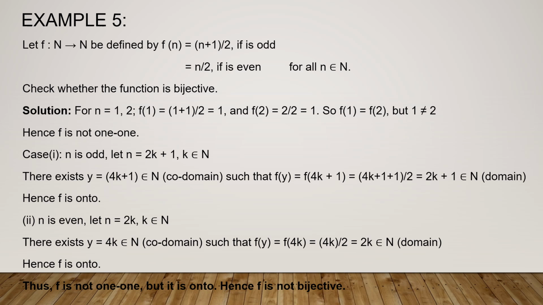So now since y is of the type 4k, that means your number is even. When the number is even, the function is defined by n by 2, correct? So f of y will be f of 4k, which is 4k by 2, which is 2k. 2k are the numbers in our domain; we are considering this case for even numbers. So for y equal to 4k in the codomain, I will always have n in the domain. So f is onto. F is not one-one, but f is onto. So you can say f is not bijective. For bijective, it should be both one-one and onto.